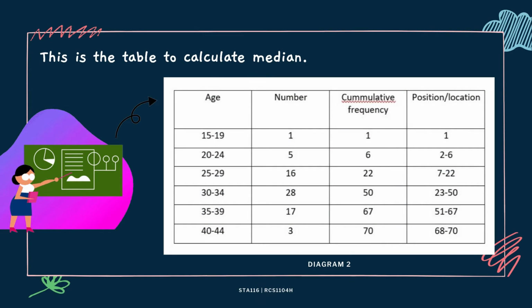Median. Firstly, we need to make a new column for the cumulative frequency. Then we take the total of the CF to find the median class by dividing the total by 2. Here we can see that the total is 70, so divide it by 2, then we get 35. 35 will be in the 30 to 34 class, since the CF before it stopped at 22 and the CF for 30 to 34 stopped at 50.